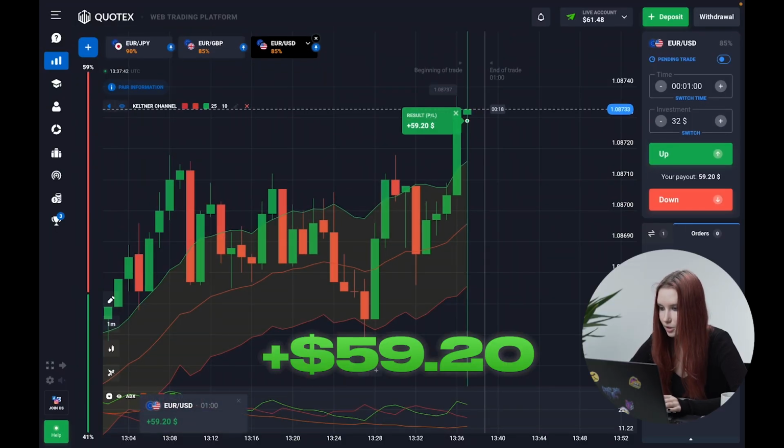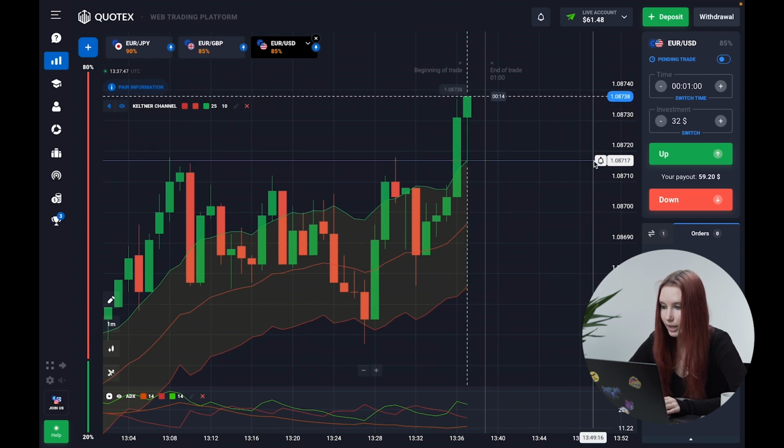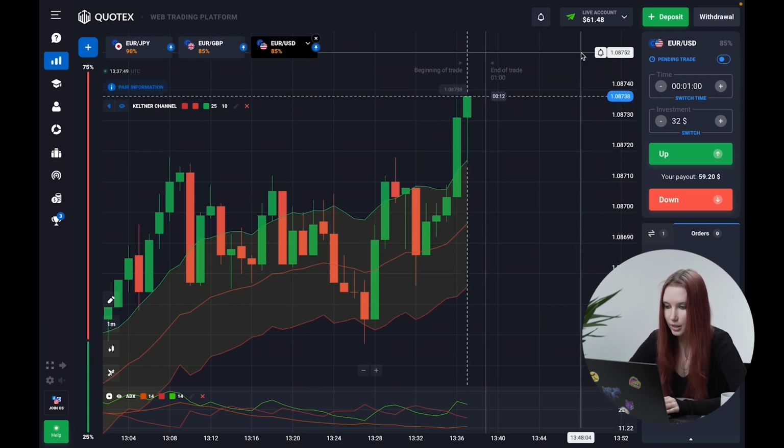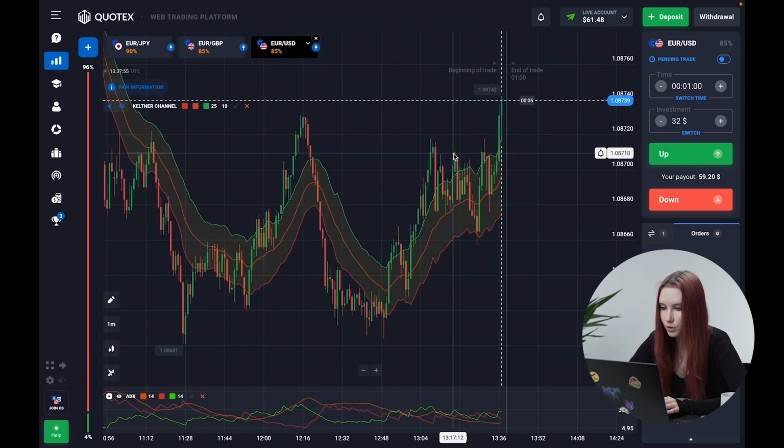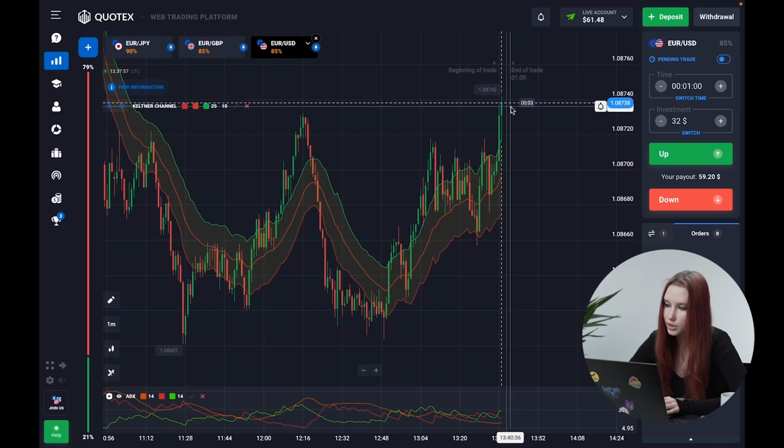Guys, the result is amazing. You see, I already have 60 bucks in my balance and I definitely want to continue my trading session. Let's look one more time at this situation. The price has reached this level, so I'll give some time to this chart and let's go to the first currency pair, Euro and Japanese yen.